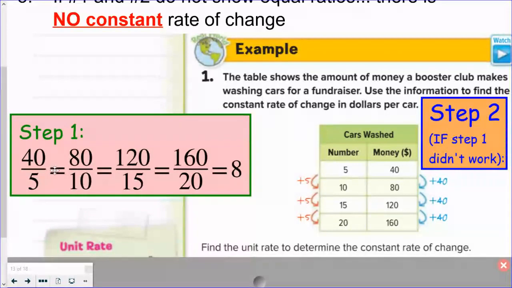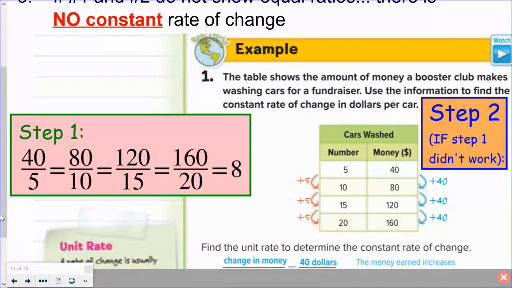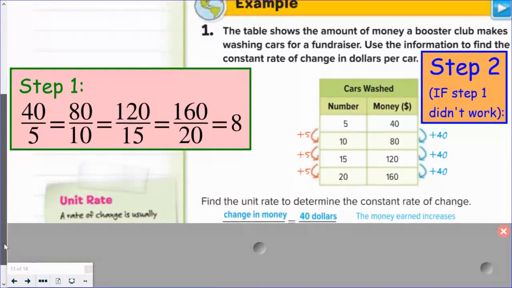But hey, it's proportional. So we have 40 over 5, that equals 8. 80 over 10 equals 8. 120 divided by 15 equals 8. These all are proportional with 8. So right there would tell us that our unit rate, in fact, is 8.